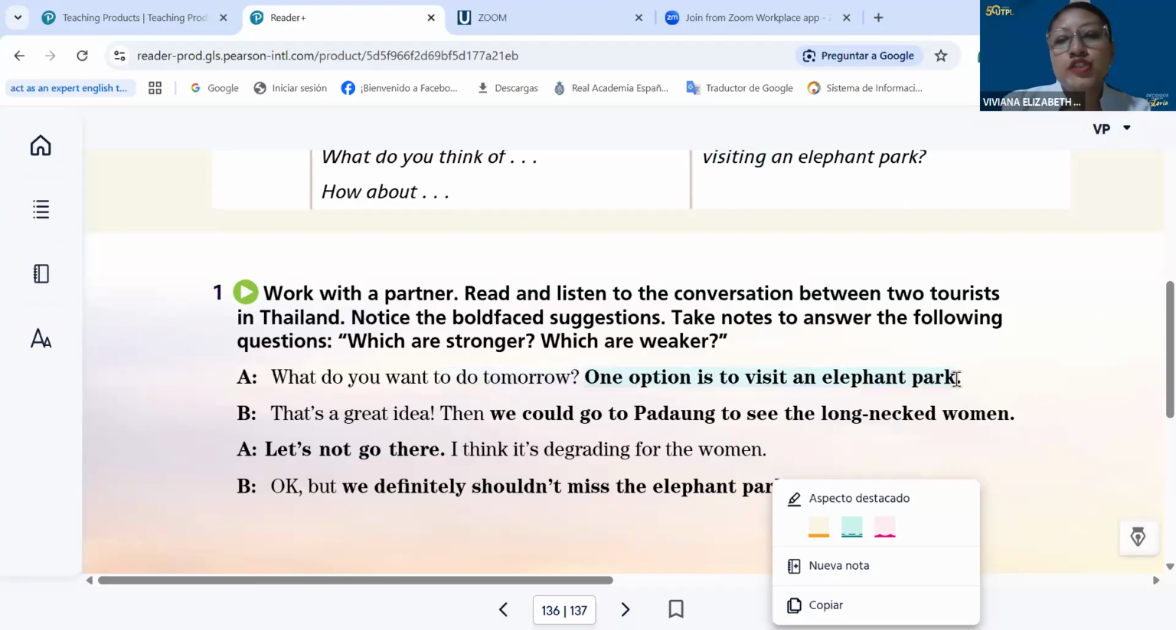Okay, one option is to visit an elephant park. We could go to Padon to see the long-necked women, sorry, let's not go there. And we definitely shouldn't miss the elephant park.